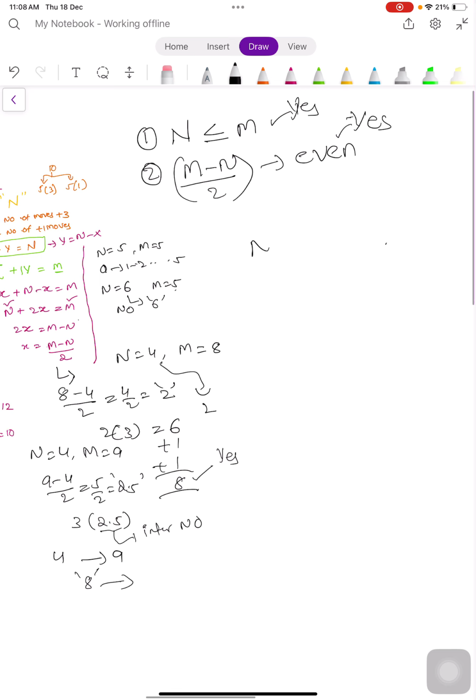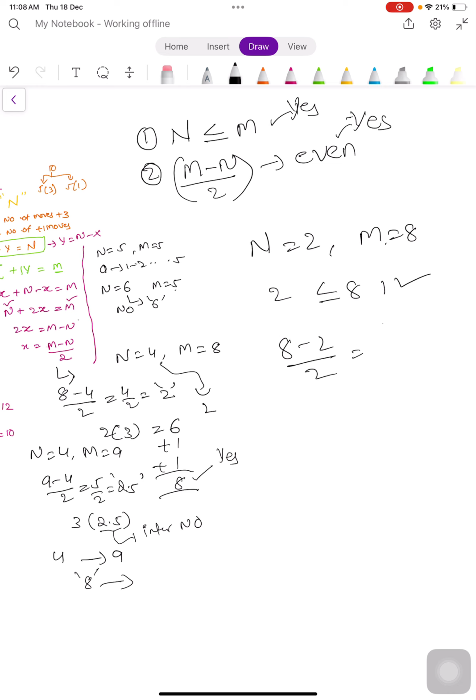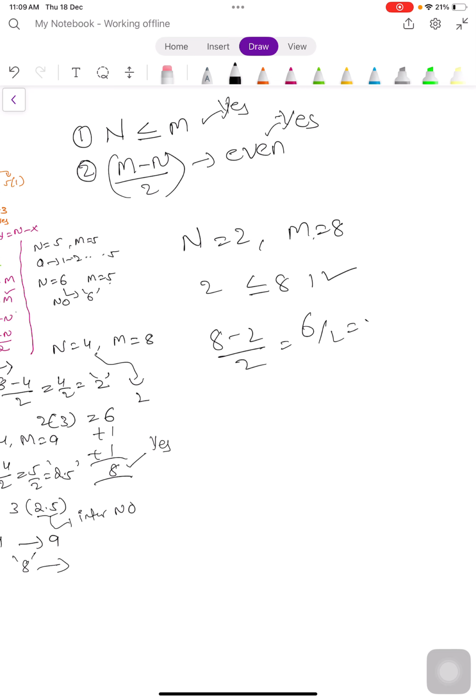Let's take one example where n is 2 and m is 8 and apply these two conditions. 2 is less than or equal to 8, so the first condition is satisfied. 8 minus 2 gives 6, and 6 by 2 gives 3. Basically, saying that this should be even means modulo 2 equal to 0, not divided by 2, sorry. So modulo 2 will give me 0. If it is giving me 0, then it is obviously even. Then the second condition is also satisfied.